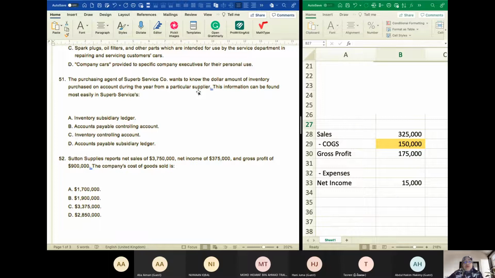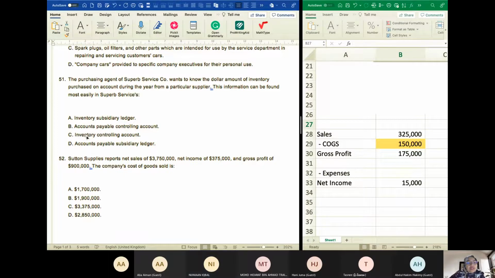Because what do you want to know now? You want to know a particular supplier. When we talk about supplier, it's your accounts payable. So if it's accounts payable, you have B and D. So definitely A and C is out. A and C is no longer your answer.